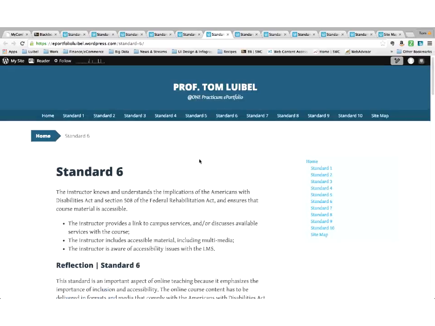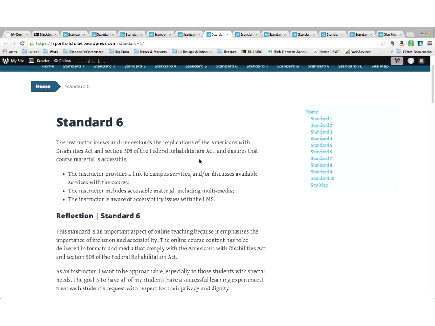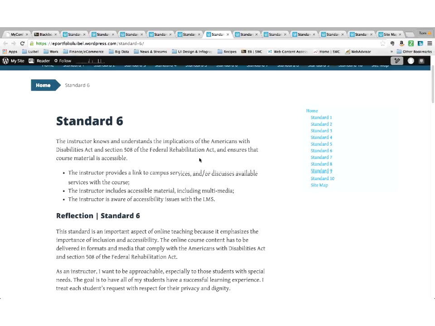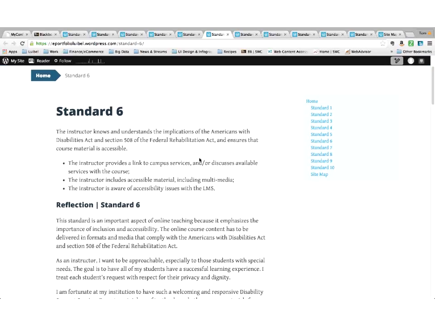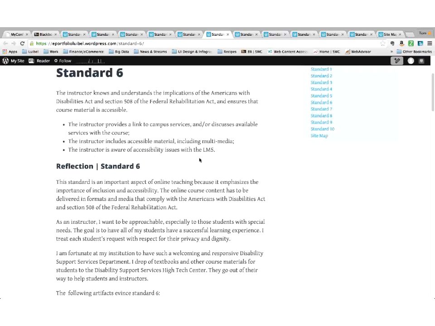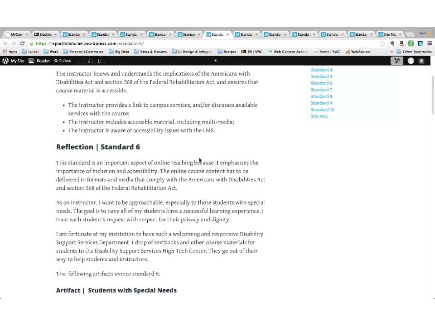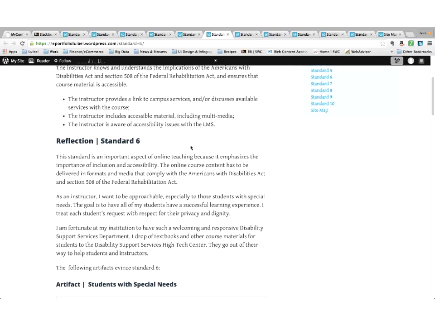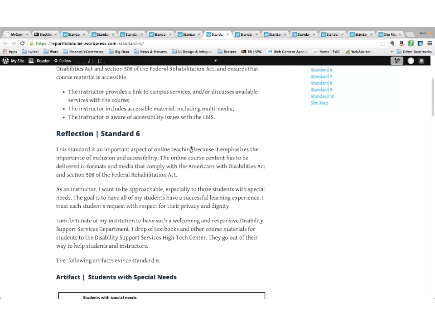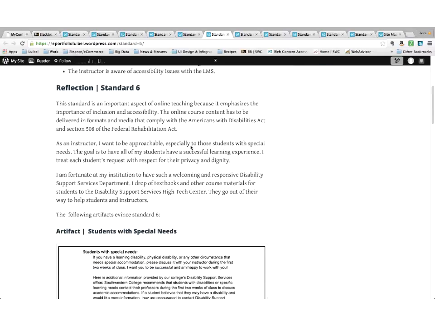All right, on to Standard 6. The instructor knows and understands the implications of the Americans with Disabilities Act and Section 508 of the Federal Rehabilitation Act and ensures that course materials are accessible. The instructor provides a link to campus services and/or discusses available services with the course. The instructor includes accessible material, including multimedia. The instructor is aware of accessibility issues with the LMS.